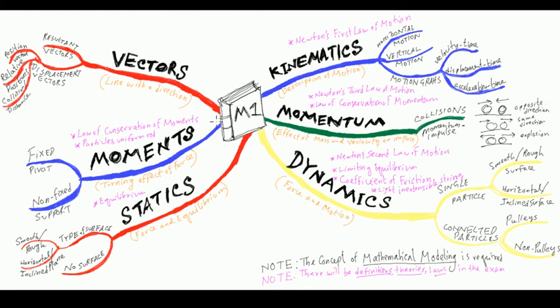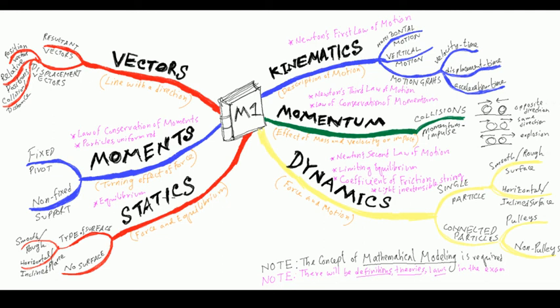Then we have moment. Moment is the turning effect of force. So we have two questions: a question regarding a fixed pivot, or one with a non-fixed support. There's going to be one of them in the exam. And we have the law of conservation of moments for the theory part, and we have to know the definitions of particles and uniform rod here.